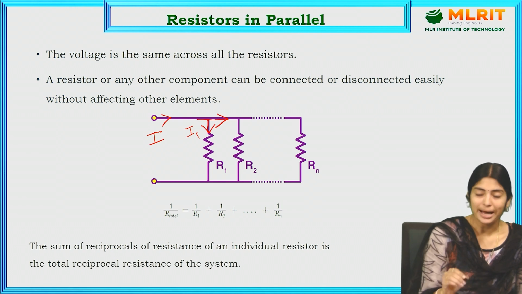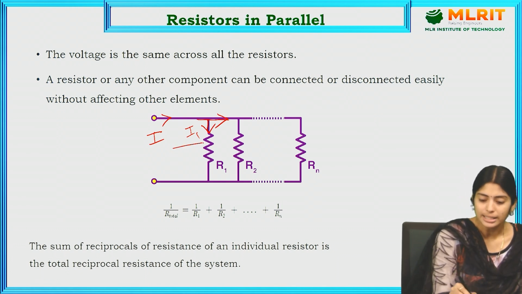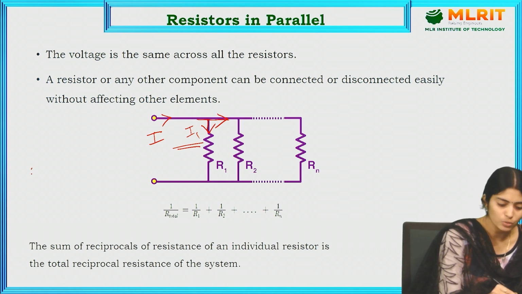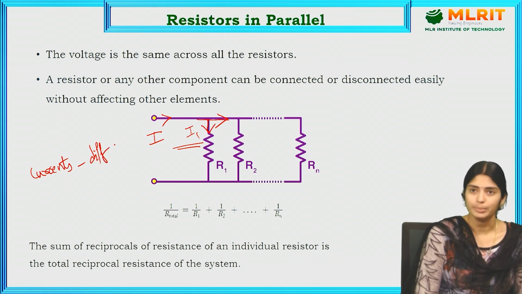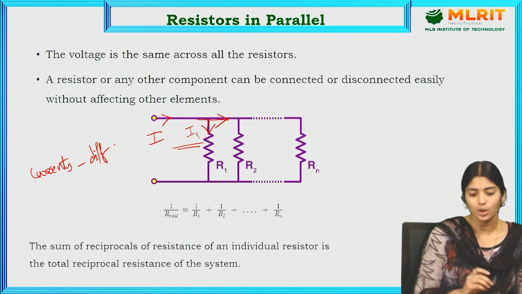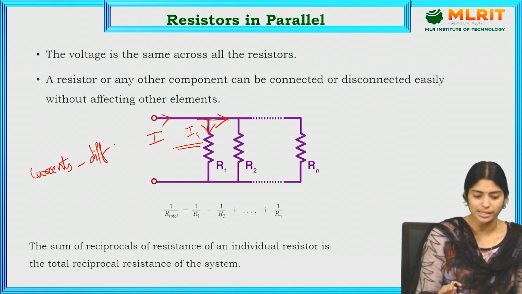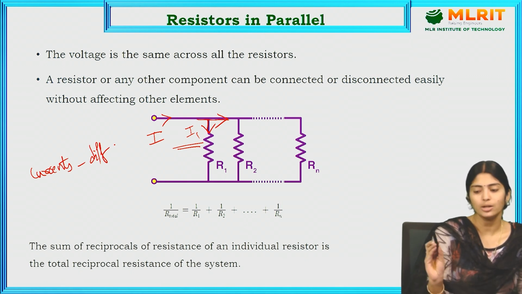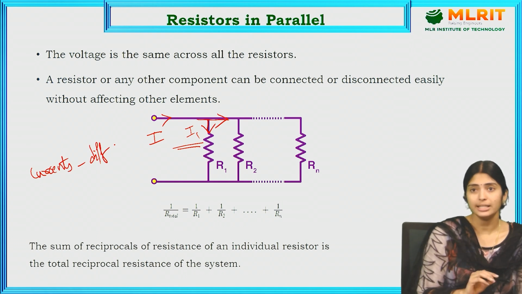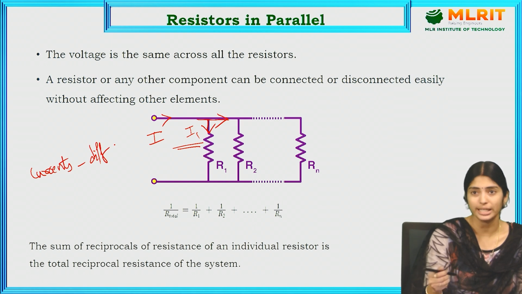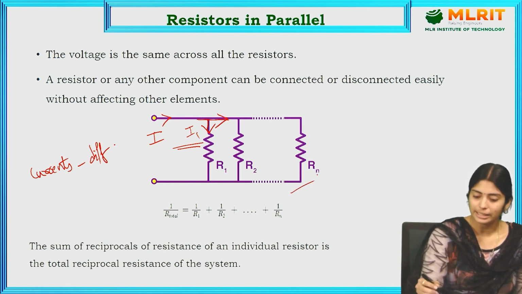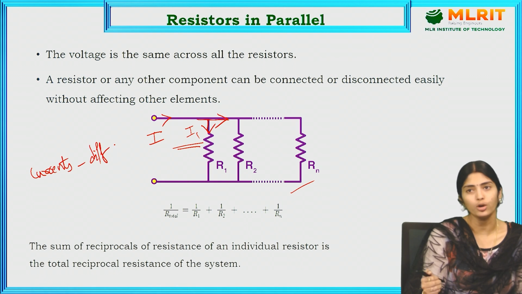Which means in a parallel circuit, whenever the resistors are connected in parallel, the currents in the circuit are not the same. The values of currents will be different. But the value of voltage will be the same in the case of parallel circuits. So voltage is the same across all the resistors. So this resistor or any other component can be connected or disconnected very easily because it does not affect any other elements. When it is connected in parallel, it is connected individually so that we can remove it or add it very easily.